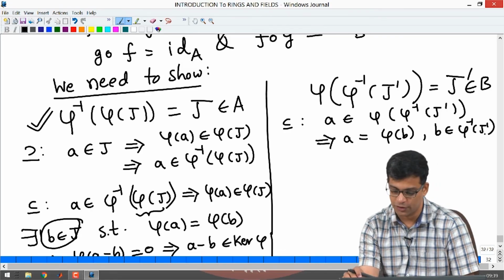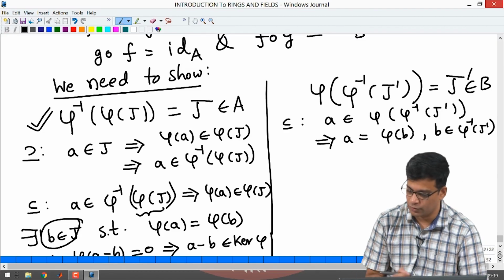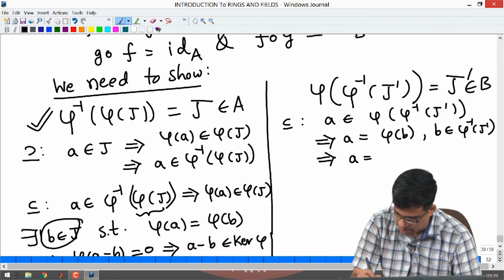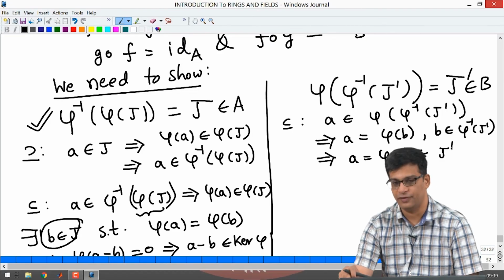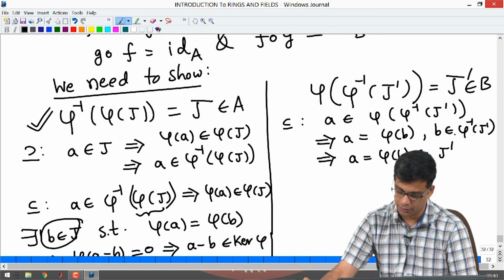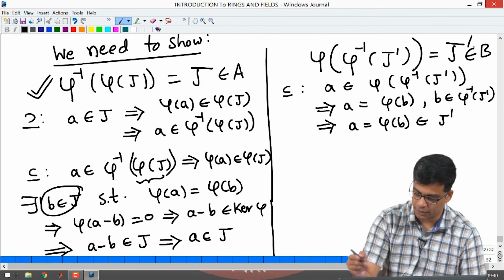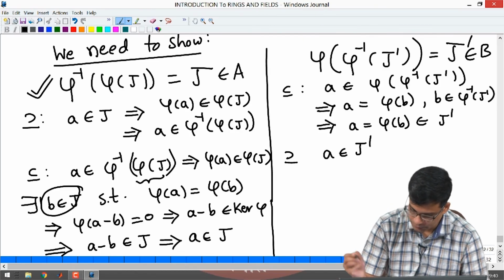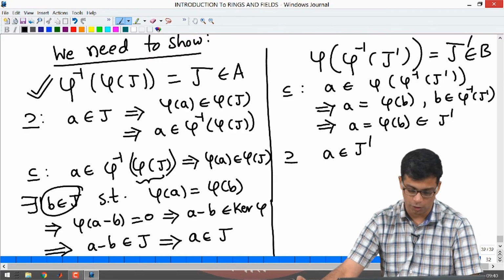A is equal to phi of B means there is something inside phi inverse of J prime such that A is equal to phi of B. But B is in phi inverse of J prime, that means phi of B is in J prime, because if B is in phi inverse of J prime, phi of B is in J prime. That means A is in J prime. So, that is exactly the inclusion of this in J prime. Now, the opposite inclusion is also easy. Let us pick something in J prime. This is actually completely set theoretic, this equality always holds.